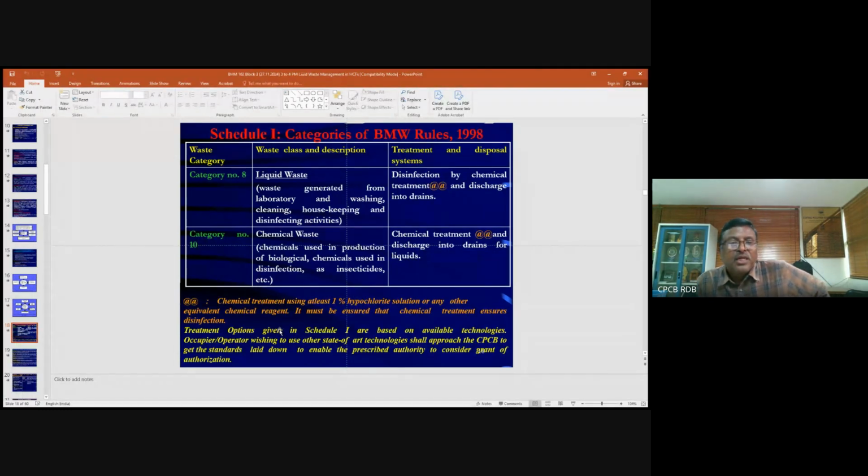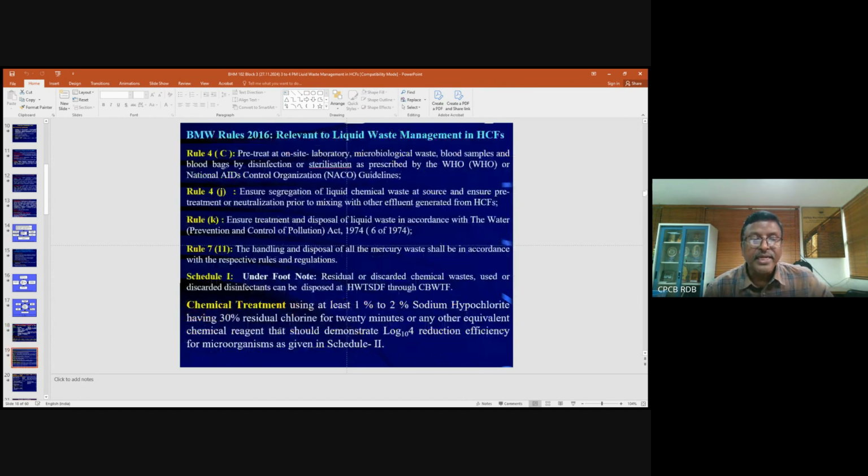If you refer to the Biomedical Waste Rules notified in the year 1998, the wastewater generated from hospitals was categorized as category number 8. Earlier, they suggested disinfection by chemical treatment and discharge into a drain. That was the method they suggested earlier. And for category number 10, chemical waste, the earlier Biomedical Waste Rules specified that you can go for chemical treatment and then discharge liquids into drains. I'm talking about the 1988 rules, but let's refer to the latest rules.